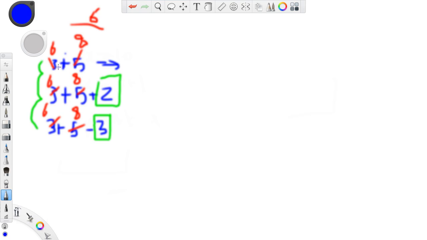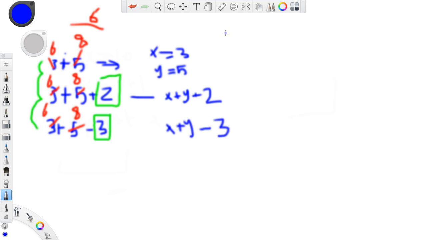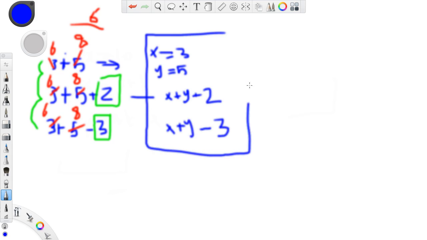So think about you represent the 3 and 5 by variables. Let's suppose x equals 3 and y equals 5. Then this step will be x plus y, plus 2. Then here you say x plus y minus 3. Okay, let's suppose this is another solution that we have, and this was the first one.